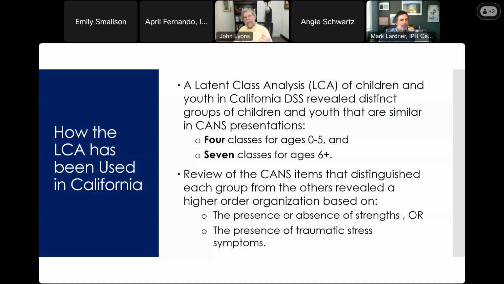And what we discovered is that there were 4 different neighborhoods, if you will, within the 0 to 5, and 7 different neighborhoods within the 6+. There's a large number of ways that you can work to identify how many classes is the right number. We did a variety of different strategies and kept converging back to this.